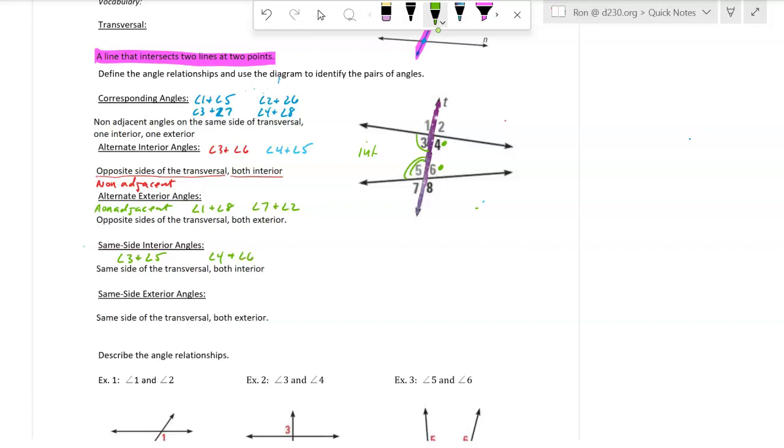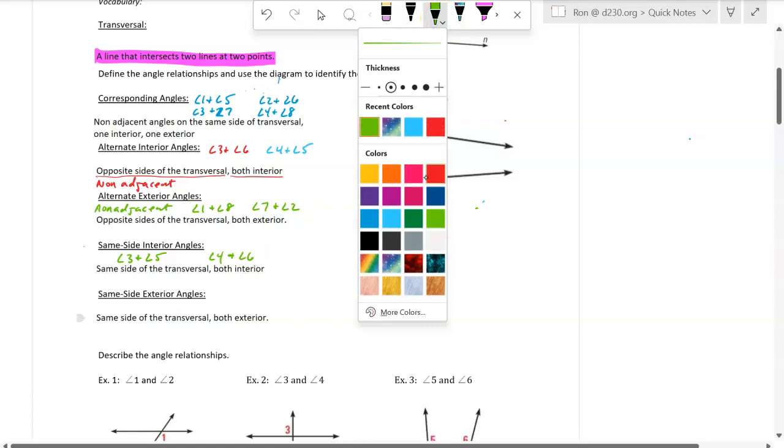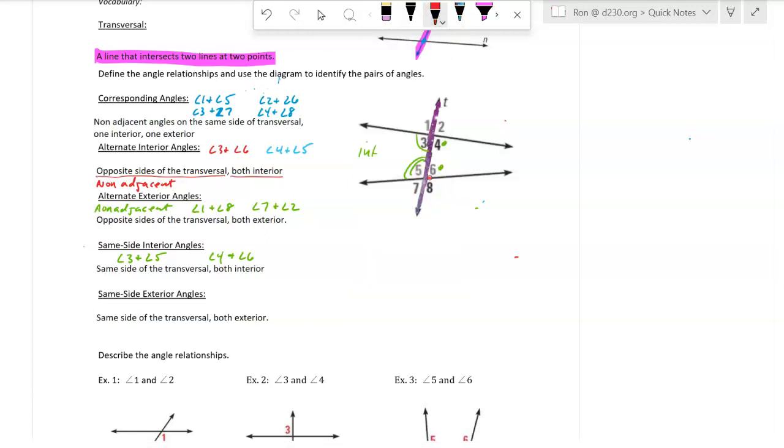Now, same side exterior is very similar. Same side exterior angles are on the same side of the transversal and both exterior. Angle 1 is exterior and angle 7 is exterior, so angle 1 and angle 7. And the last one, what is same side exterior with 2? It would be 8. Again, before we move on to the next lesson, you really need to know how to identify these angles.